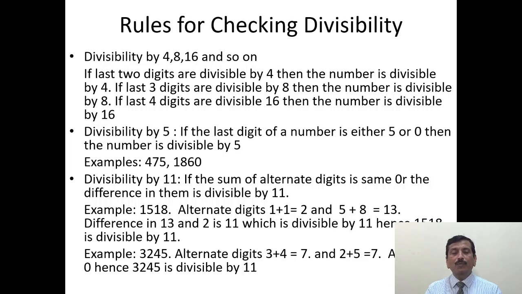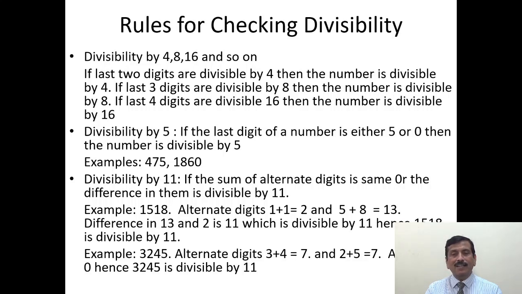Let's say whether 1518 is divisible by 11 or not. Check for the digit first, and then the alternate digit is 1. So 1 plus 1 is 2. The other alternate digits are 5 and 8. So 5 plus 8 is 13. So sum of one combination of alternate digits is 13 and sum of the other combination of alternate digits is 2. Difference in them, 13 minus 2 is 11, which is a multiple of 11, and hence the entire number 1518 is divisible by 11.